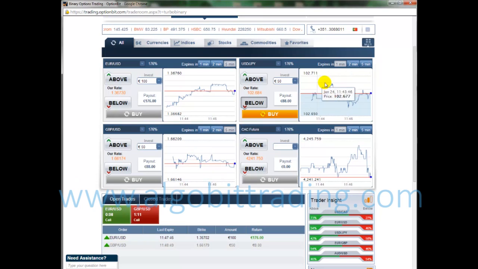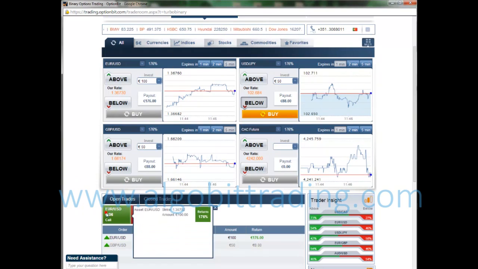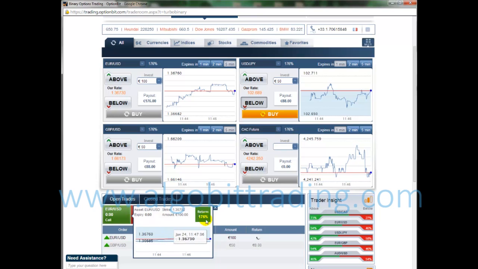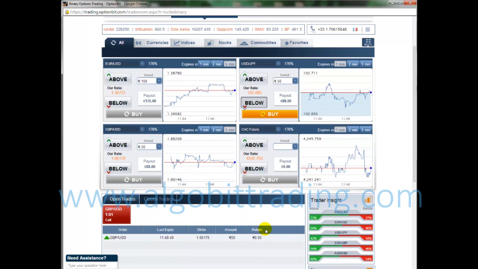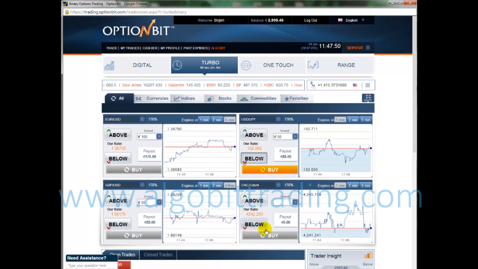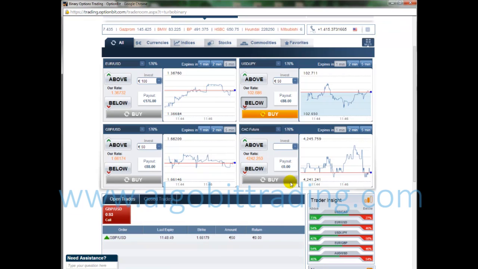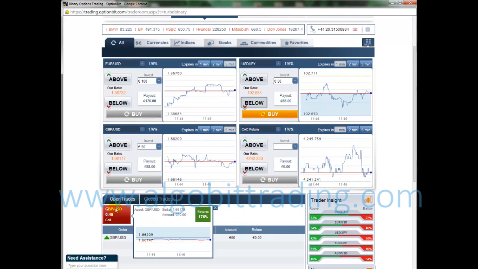Okay, so let's wait a little bit for this trade, and I want to show you what's happening with my second euro dollar trade. So obviously this is a winning trade. I just won €76. So altogether I won €110 on my two trades, and on this we will see what happens.